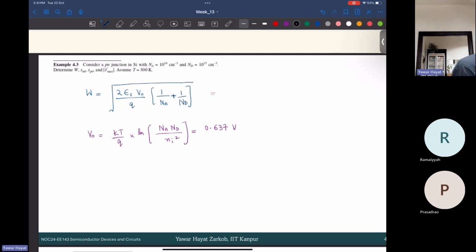W is your 0.953 micrometer, right? Verify this. Also, what else were we supposed to compute? We were supposed to compute xp naught, right? What is xp naught and xn naught?